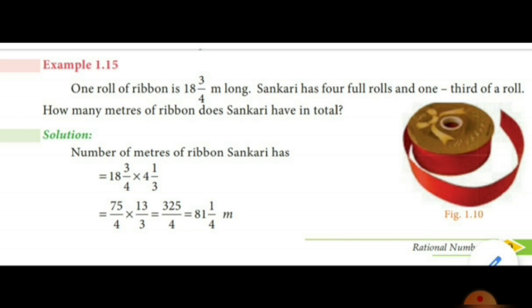325 divided by 4. So what is the answer? 81 1 by 4 meter.